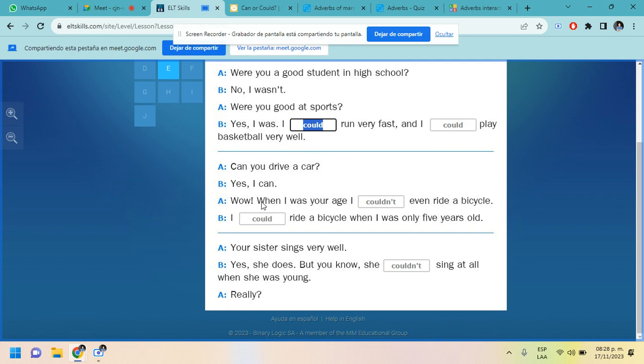When I was your age, very good. Repeat, please. When I was your age, I couldn't even ride a bicycle. Repeat, please, a bicycle. She couldn't sing when she was young. Repeat, please, when she was young.